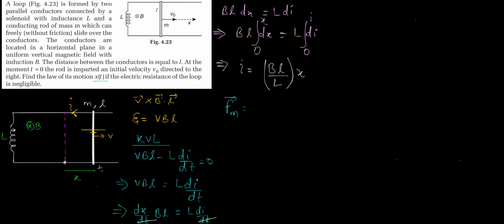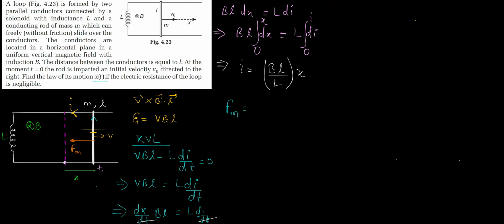See, I is in upward direction, right? So I is here, l cross B, and magnetic field is into the plane. So using right hand thumb rule, the direction of this magnetic force will be towards left, right? Magnetic force is equal to I l B.